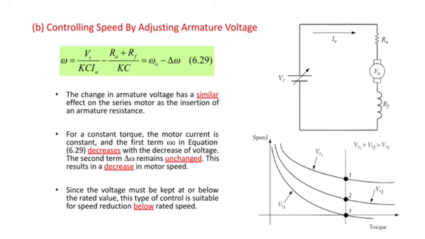As the variable resistor is decreased, the voltage across the armature is reduced, causing the motor speed to decrease. The variable resistor can be adjusted to achieve the desired speed of the motor. However, it is important to note that the relationship between armature voltage and motor speed is not linear and depends on other factors such as the load on the motor and the field current.